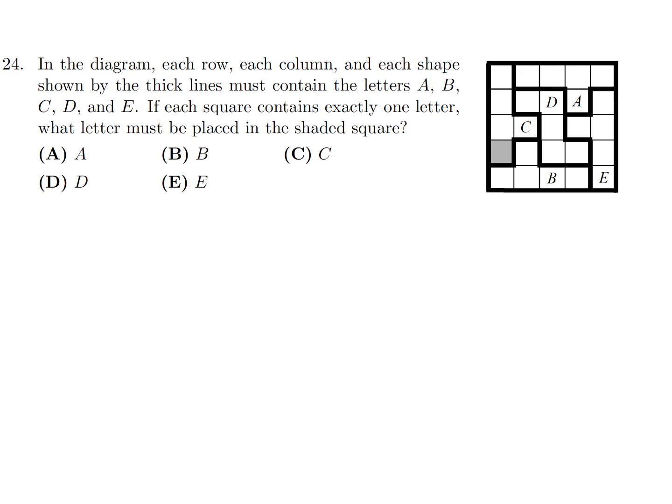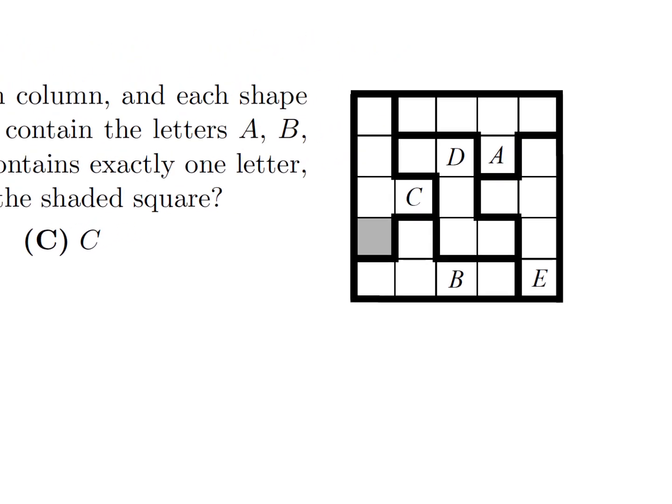In the diagram, each row, each column, and each shape shown by the thick lines must contain letters A, B, C, D, and E. If each square contains exactly one letter, what letter must be placed in the shaded square? Okay, so this is at the heart.